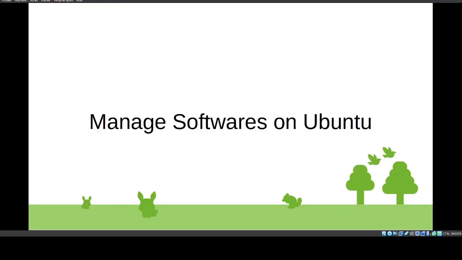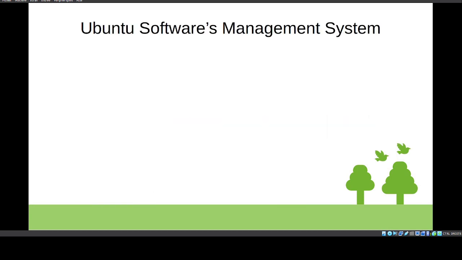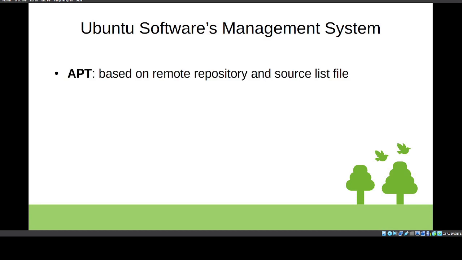In this video, I will present for you how to manage software on Ubuntu. First, we have many software management systems in Ubuntu. APT, which is based on remote repository and source file, so it will retrieve files and software from a remote repository. The address and the URL of this repository is saved in a source list file.